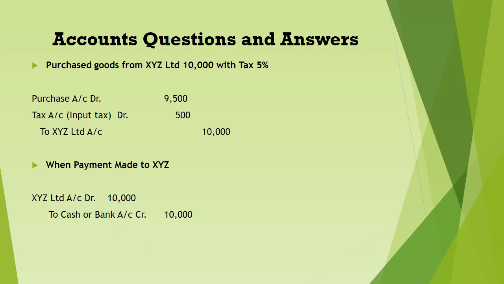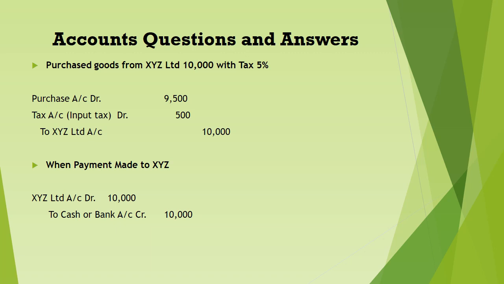That means the purchase account and tax account go for debit, and the supplier account goes for credit. The payment is the same thing. Whatever the original amount including the tax, we make the payment entry: supplier account is debited, to cash or bank account is credited. This is the purchase entry, these are the payable entries.